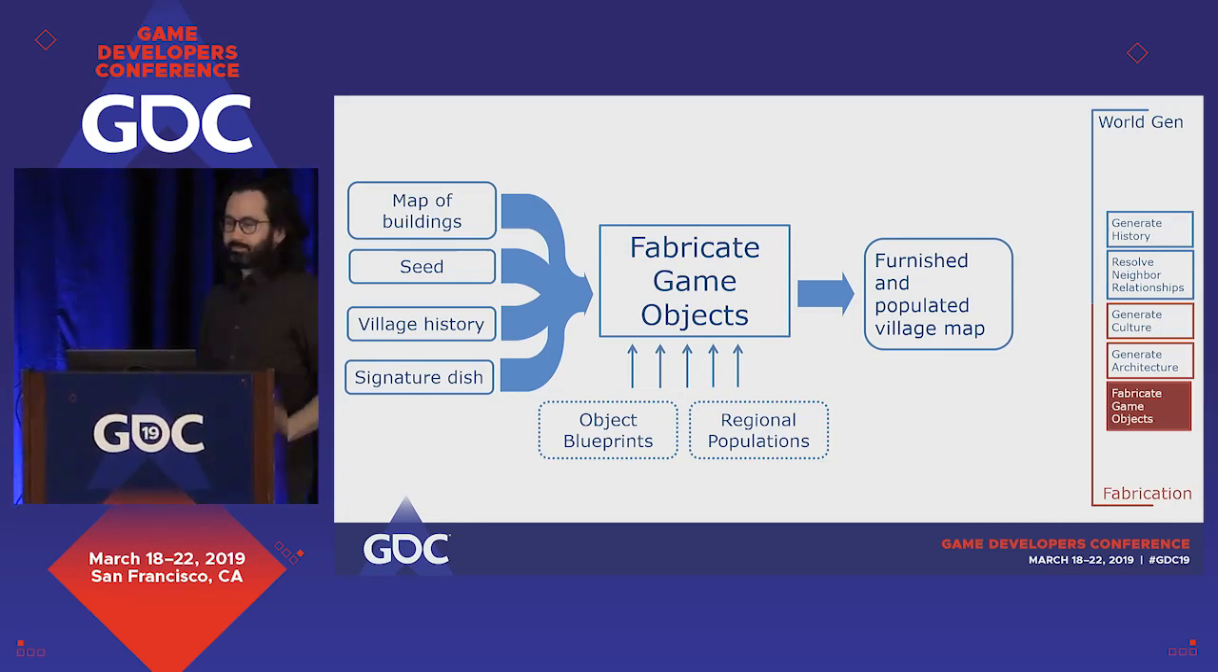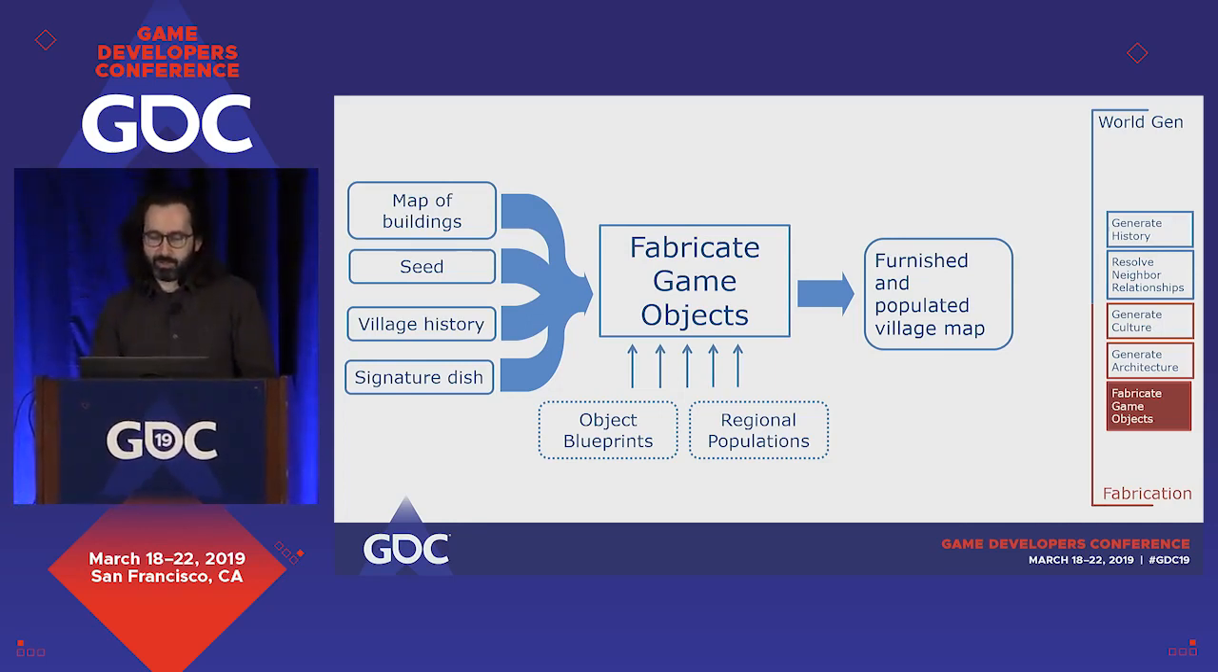Okay. So we're at the bottom of Abstraction Mountain. We're at Concrete Valley now, finally. We're actually going to be fabricating game objects to serve up to the player. You're going to be walking around the village. This is the last step.